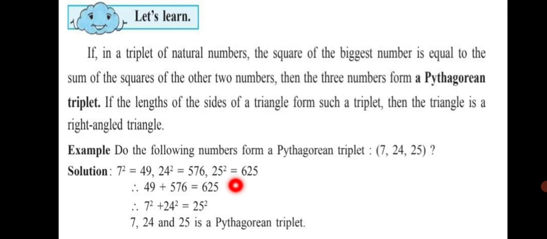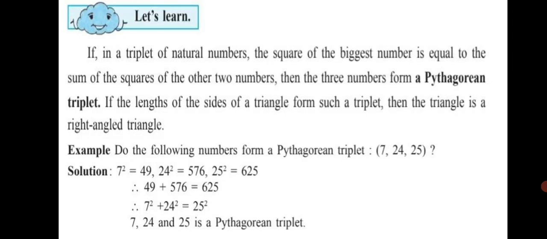Now we can see that the squares of the smaller two numbers when added is also equal to the square of the bigger number. That means we can write 7 square plus 24 square is equal to 25 square. This is the statement given here.